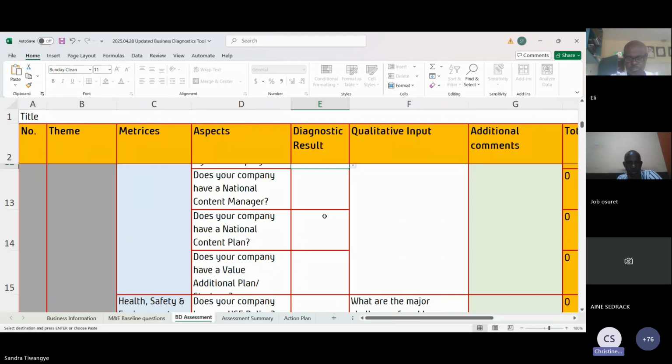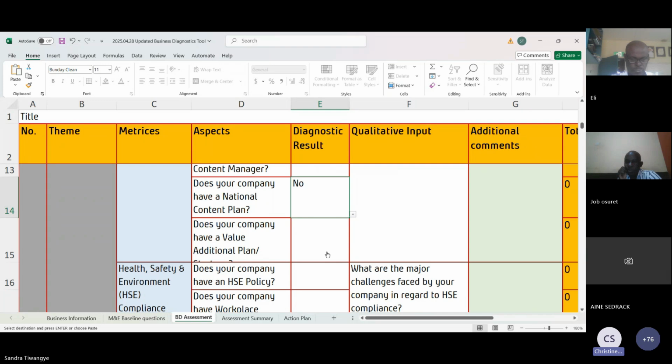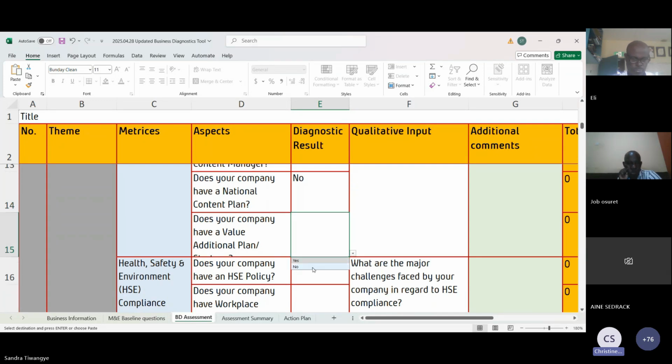Then do you have a national content manager? We do not have, so we are clicking no, someone in charge of national content. Have we developed a national content plan? No. And then do we have a value addition plan? Also, no. Okay. Do fill out the sections and let us know if you have pending questions. We shall keep looking at the chat.